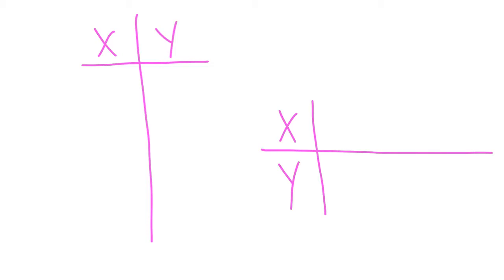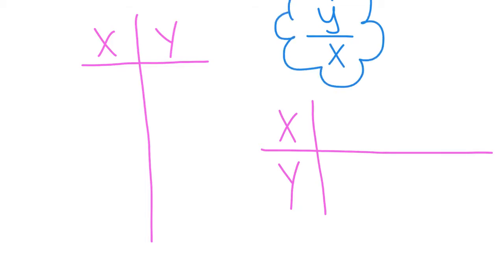And if they are proportional, they're going to have the same unit rate throughout the problem. And to find the unit rate of these tables, we're going to divide y divided by x. This is the ratio I want us to keep in mind when we talk about proportional relationships. Y over x. Y divided by x.